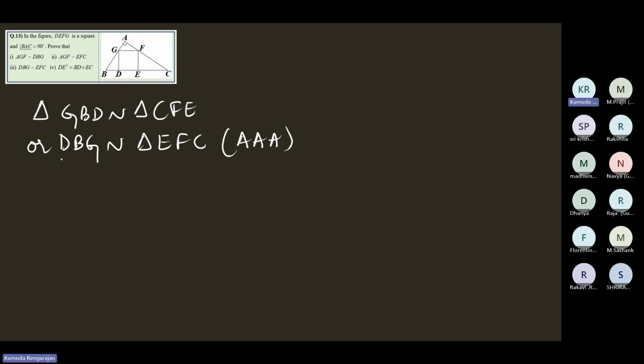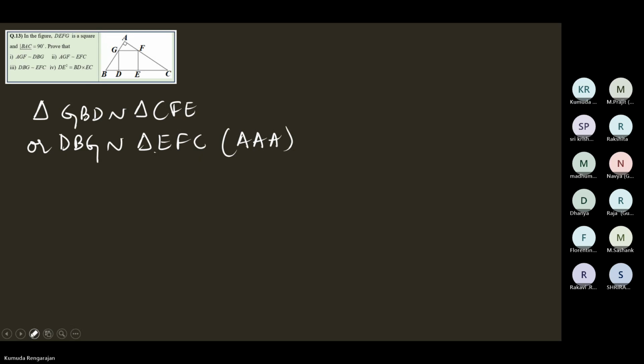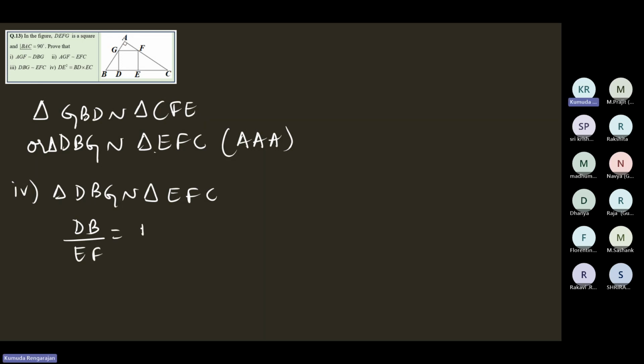So you can see BD we have here, EC also we have here. So let's write the proportion. In these two similar triangles, corresponding sides are proportional. So to get the last result in 4, we'll use this one. Triangle DBG is similar to triangle EFC. Proportion: DB by EF is equal to BG by FC is equal to DG by EC, because in similar triangles, corresponding sides are proportional.